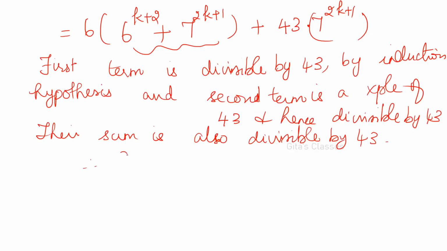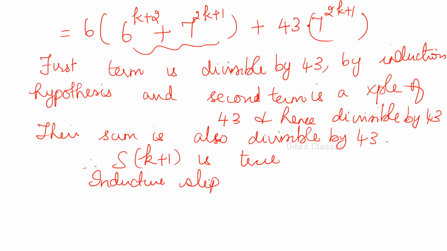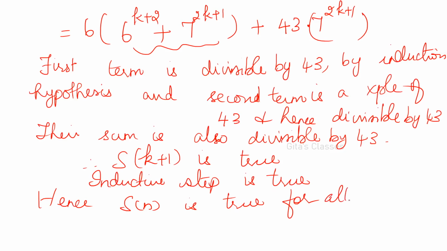Therefore, we assumed S of k, and now we have proved that S of k plus 1 is true. That is, the inductive step is true. Hence we can say that S of n is true for all n. That is, 6 power n plus 2 plus 7 power 2n plus 1 is divisible by 43.